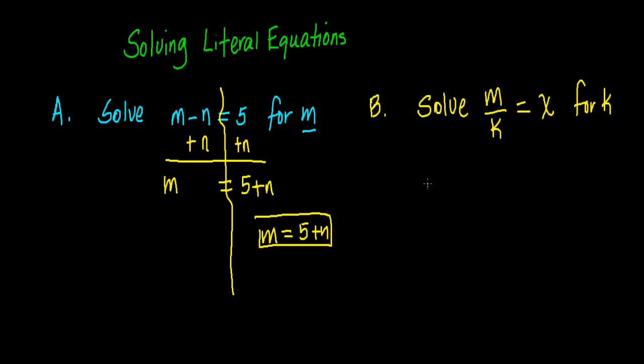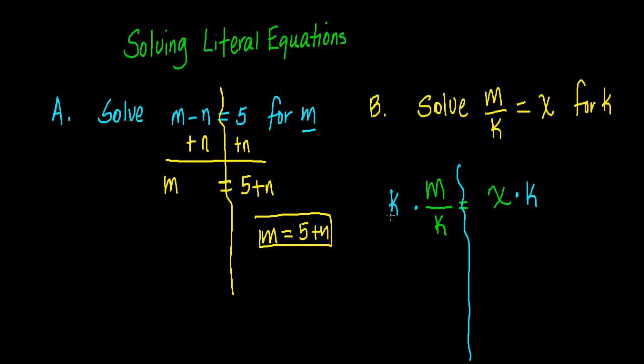Let me rewrite it here. m over k equals x. So both sides of the equal sign. Here's the river. I'm going to multiply this side by k. Since k is being divided, I'm going to undo the division by multiplying. If I multiply one side by k, I have to multiply the other side by k.